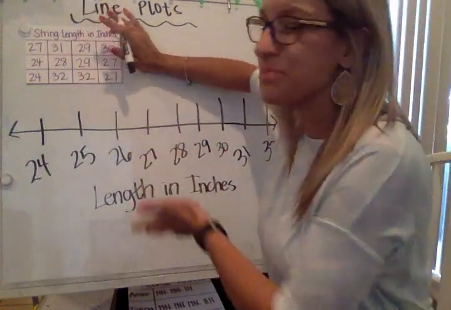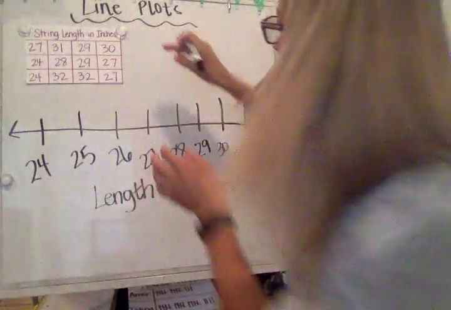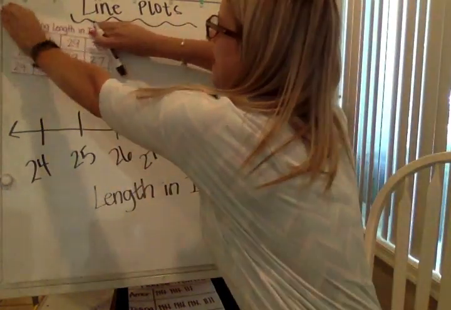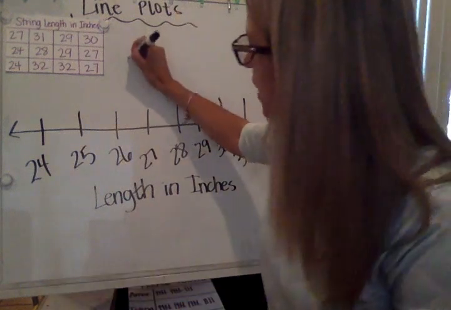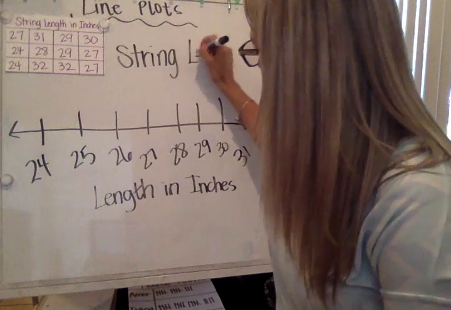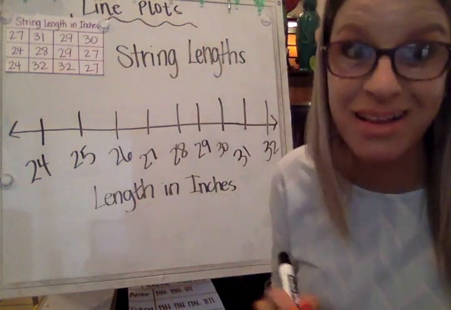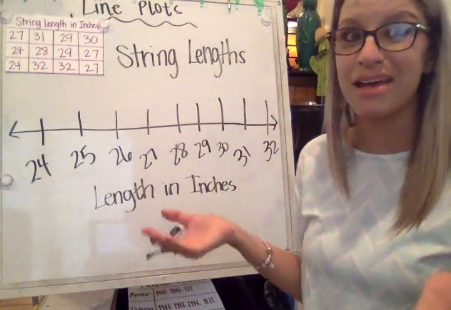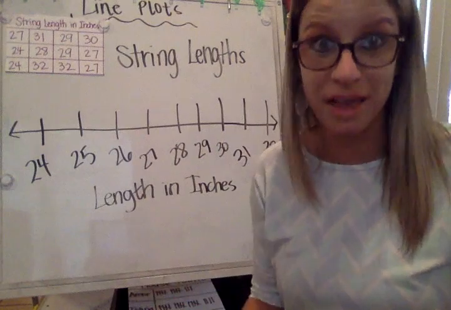At the top, I need to put a title. So my title should be string length. Or you can make it say lengths of strings. It's just kind of up to you. I'm going to just call mine string length. And I'm actually going to write an S at the end, string lengths. So imagine that you have a collection of strings and they all measure different lengths.